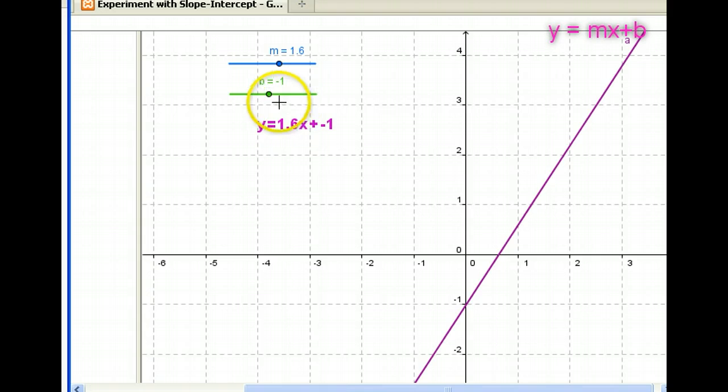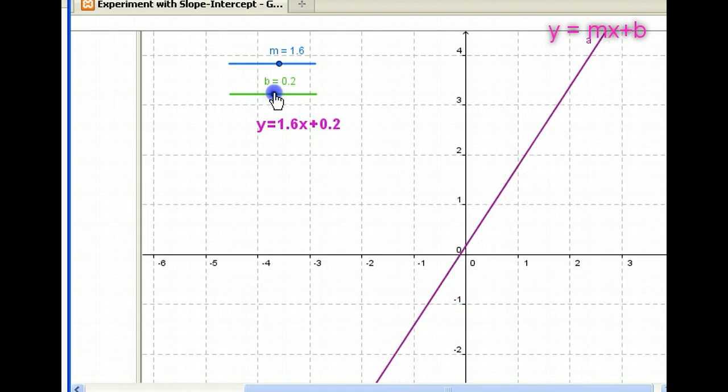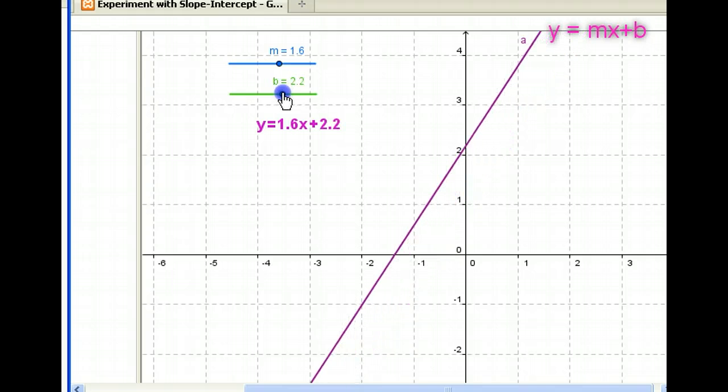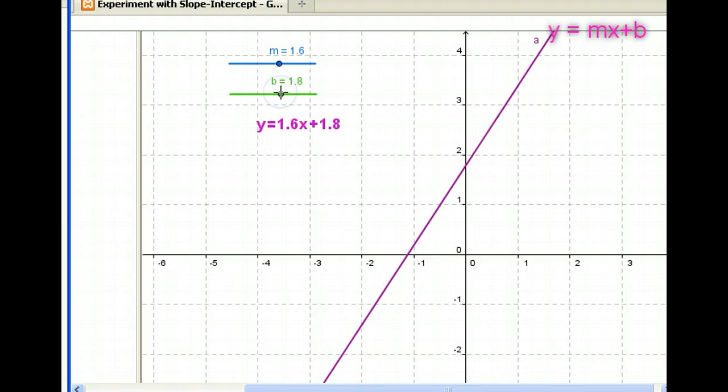Now you can experiment with this Java applet by changing the y-intercept. You see? So any equation that you conceive, you can plot.